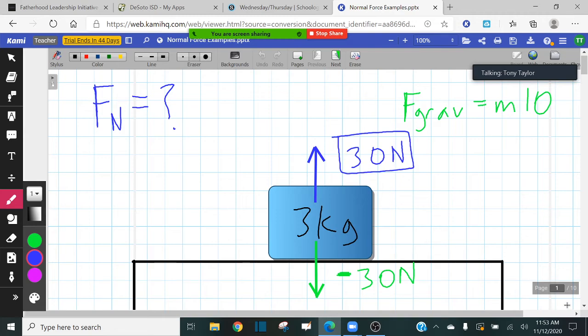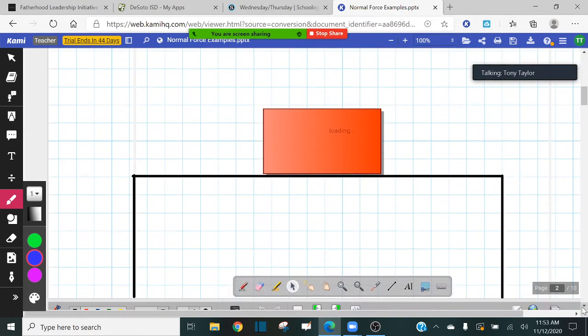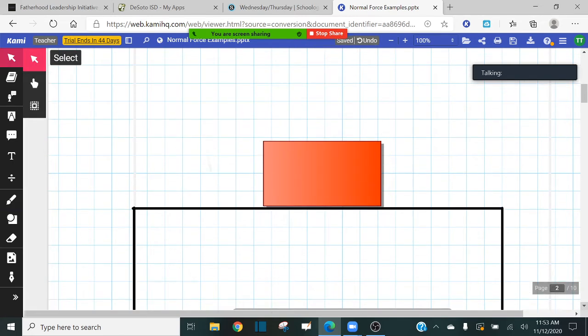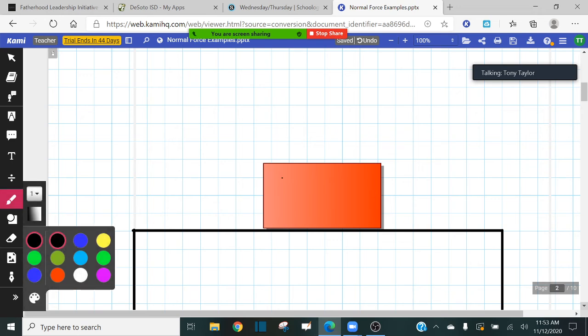Okay. Let's do one more simple example like this before we move on to some examples that are a little bit more complicated. So for this example, what if I tell you that you have a red box which has a mass of 7 kilograms and it's sitting on the table, and I ask you to find the magnitude of the normal force. It should be easy.